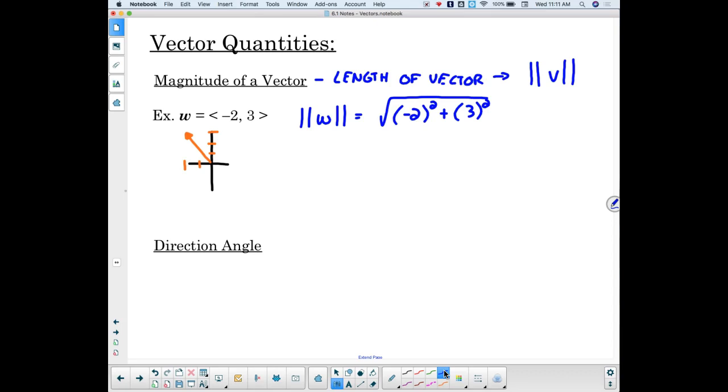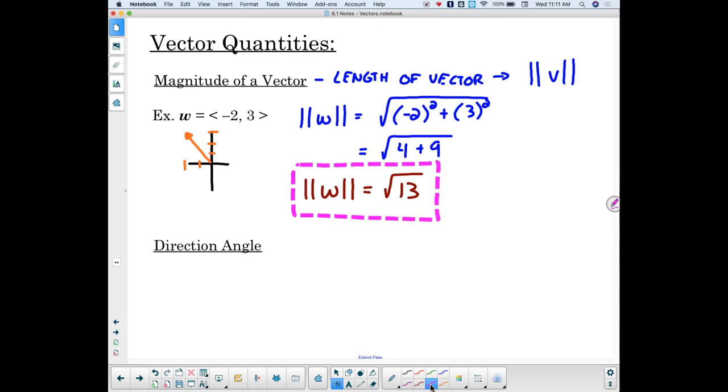So I simply square those and take the square root. Negative 2 squared is going to be 4. 3 squared is going to be 9. 4 plus 9 is the square root of 13. So the magnitude of W is the square root of 13. Again, that's using the distance formula with one of the points being at the origin.